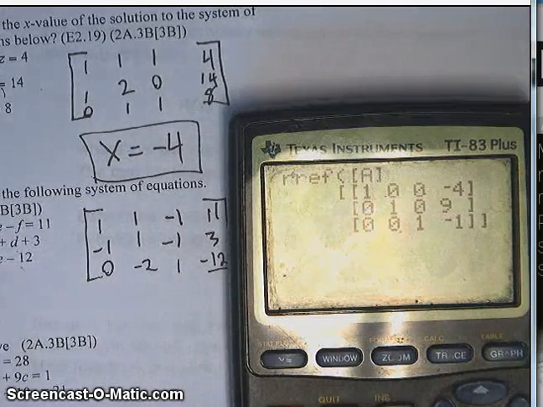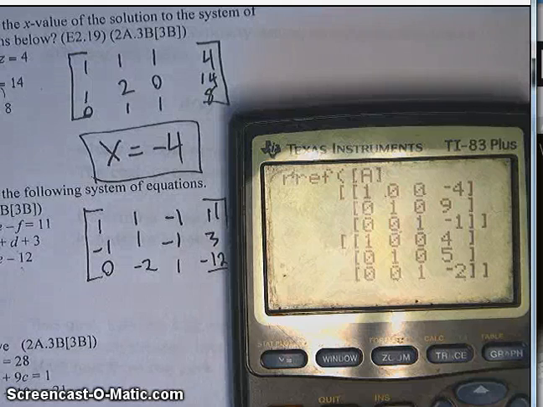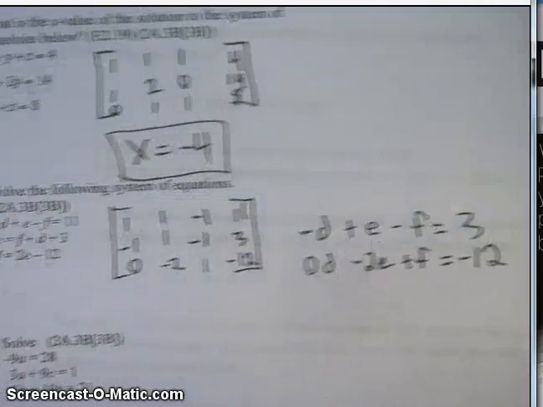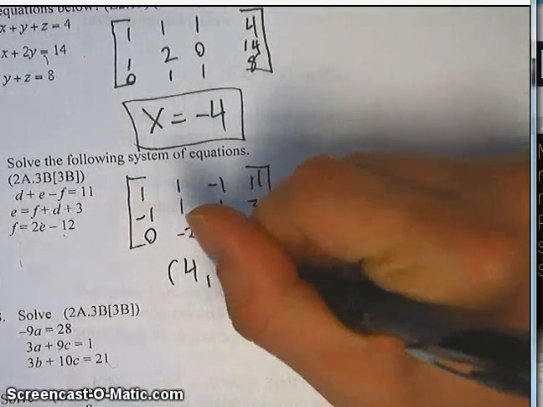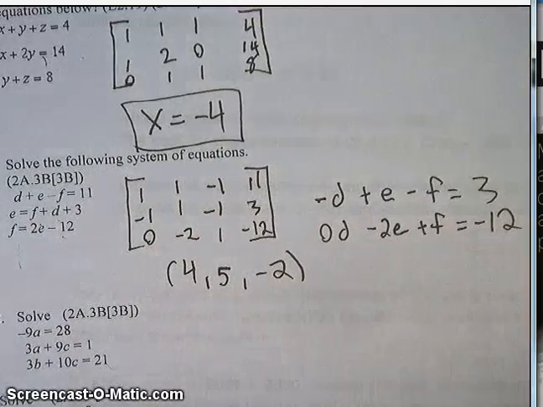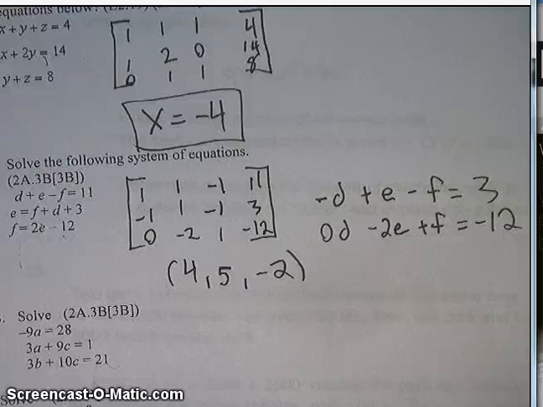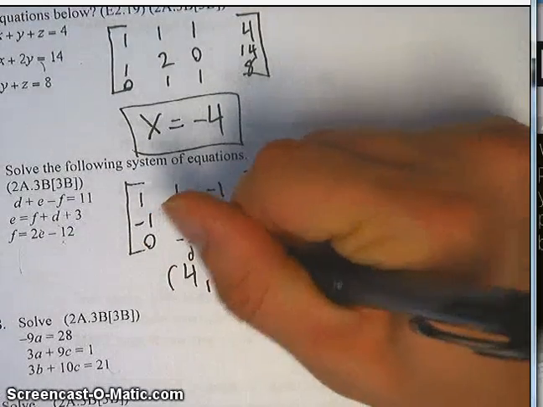And what's nice about these calculators, if you just hit enter, it just repeats the command you just did. So I'm just going to hit enter. And it's going to give me the solution of 4, comma 5, comma negative 2. You should write that as a coordinate point. 4, 5, negative 2 is the solution, and that would be in the order D, E, F.